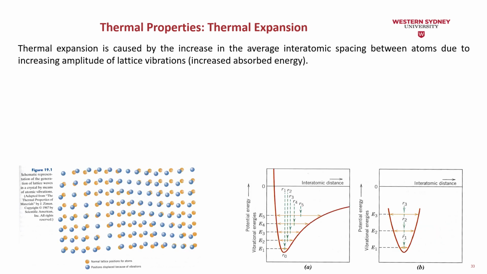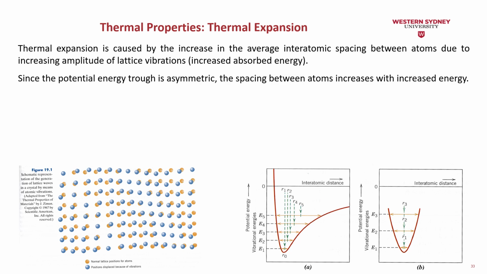The thermal expansion is mainly caused by the increase in the average interatomic spacing between the atoms due to the increasing amplitude of the lattice vibrations, which mainly means the increase of the absorbed energy. As you can see in this diagram, when I add the heat, the movement of the atoms is going to be much faster, so they push away from each other and expansion occurs. Or we can say that since the potential energy trough is asymmetric, the spacing between the atoms will increase with the increased energy.